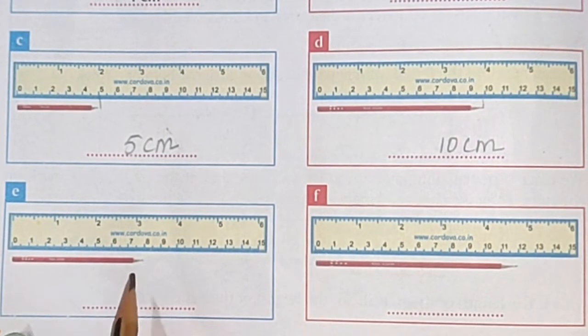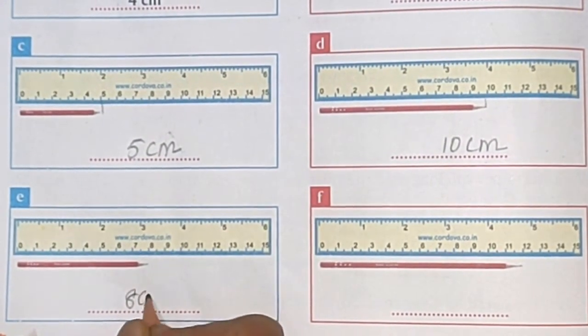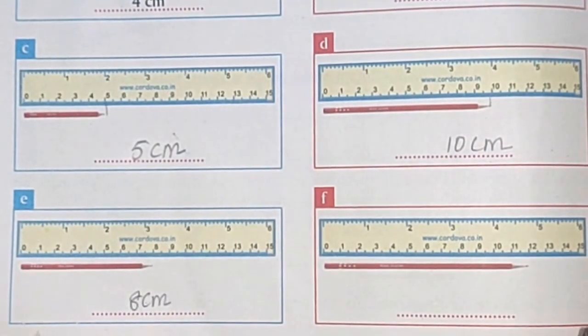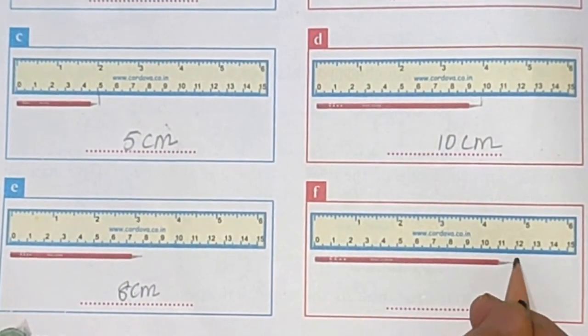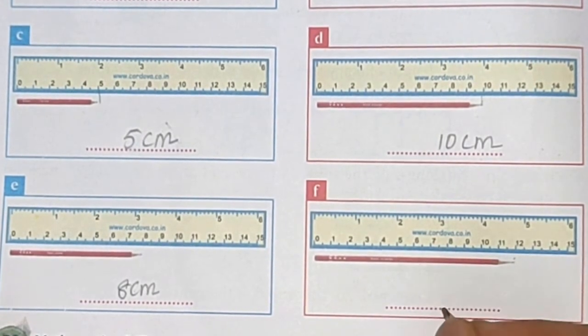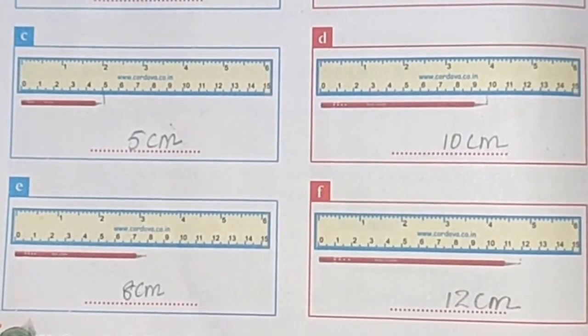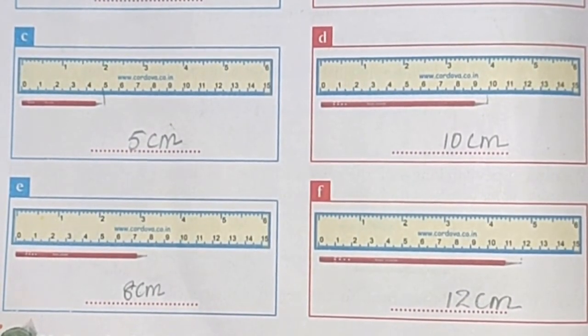Now look at this pencil. It is an 8 centimeter pencil. Okay, let us do the last one. Can you tell me how many centimeters? 12 centimeters. The length of this pencil is 12 centimeters. So have you understood centimeters and meters?